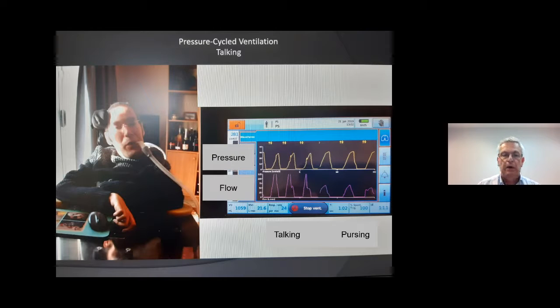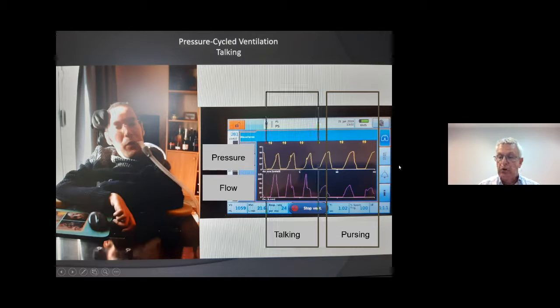Here is a screenshot of a patient in whom we took a video. And you see this patient sometimes talking and sometimes pursing the lips. Here, clearly the patient is pursing his lips. And you see, as in the previous slide, that the flow is not compensated and there is a good pressure. But the patient is talking, so making leaks here, there is a huge flow compensation, and this compensation is not comfortable.